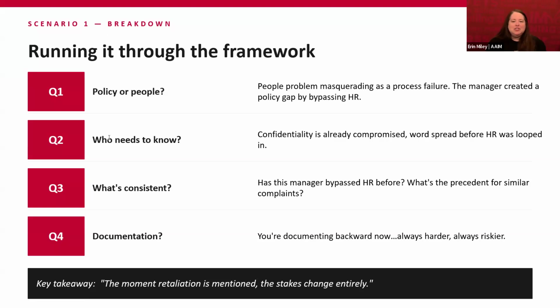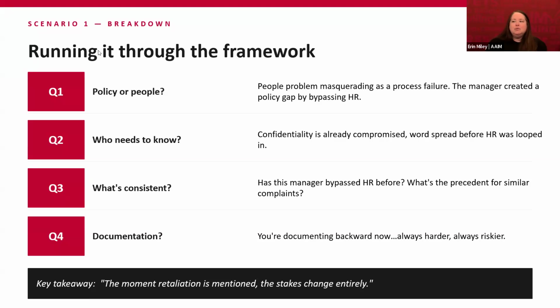What's consistent? Ask, has this manager done this before? Has HR been bypassed on complaints before? If yes, that pattern is its own risk. If no, this may be a training issue. So that is something to consider, especially for this manager.